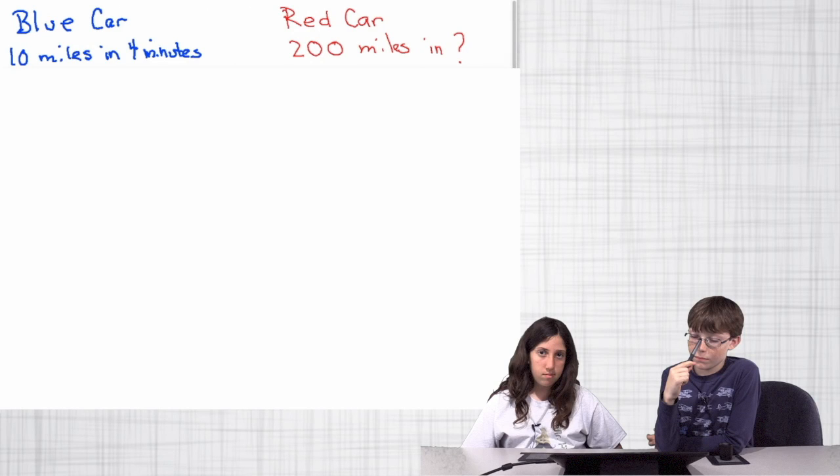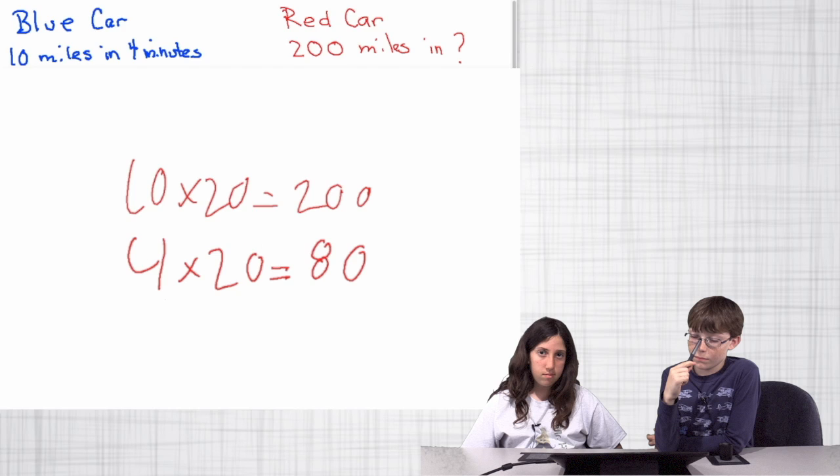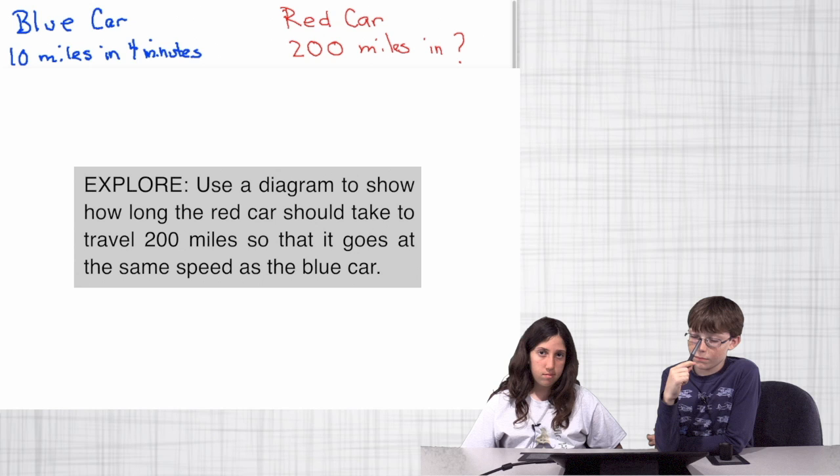In the last episode, Kate and Christopher figured out how long the red car should take to travel 200 miles so that it goes at the same speed as the blue car, which travels 10 miles in 4 minutes. They used multiplication to solve the problem. In this episode, they return to the same problem, but this time they draw a diagram to solve it. Then, they will show where the multiplication is in their drawing.